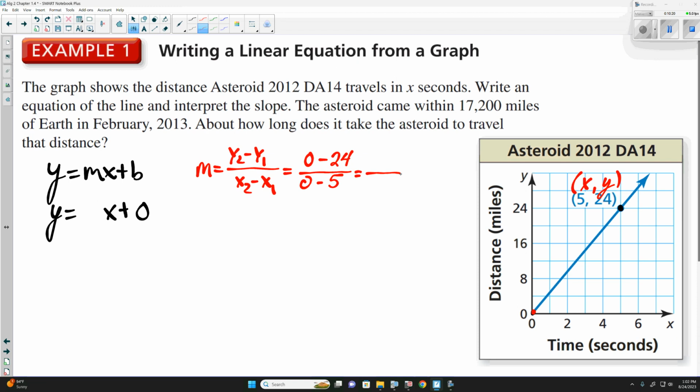And now we need to simplify this. Well, 0 minus 24 is negative 24. 0 minus 5 is negative 5, which gives us 24 over 5. So the slope is 24 over 5. And we can plug that back in, telling us the equation of a line is y equals 24 over 5 x.